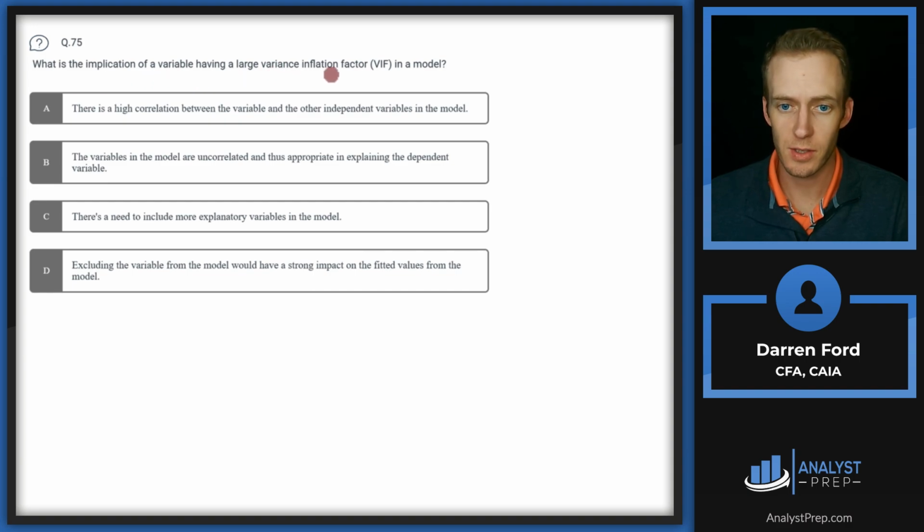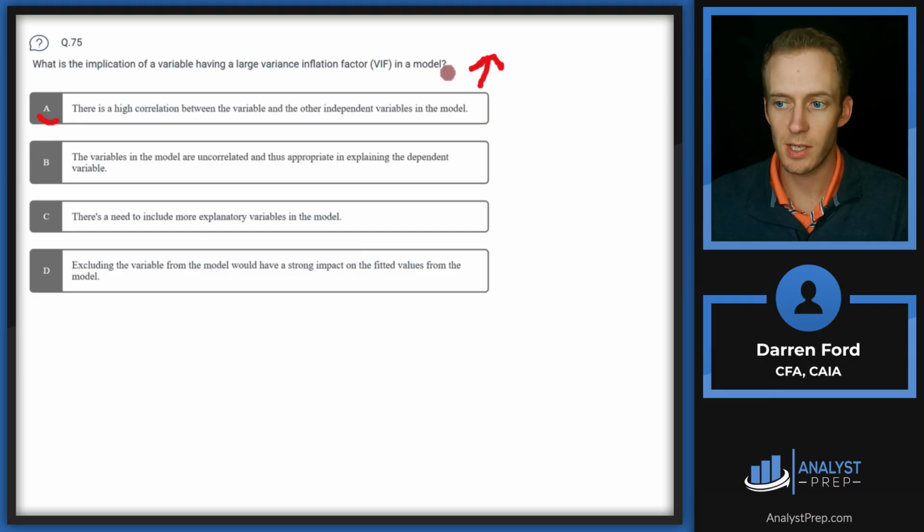Question 75. What is the implication of a variable having a large variance inflation factor, VIF, in a model? A, there is a high correlation between the variable and the other independent variables in the model. That could certainly be correct when we have a high VIF.